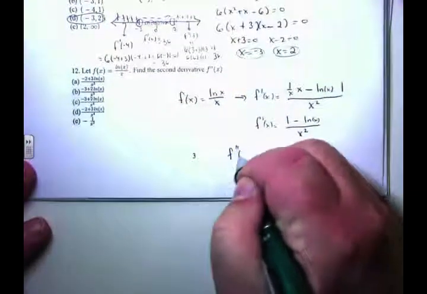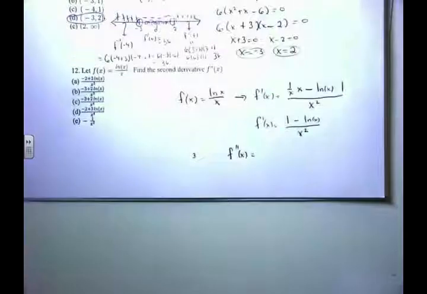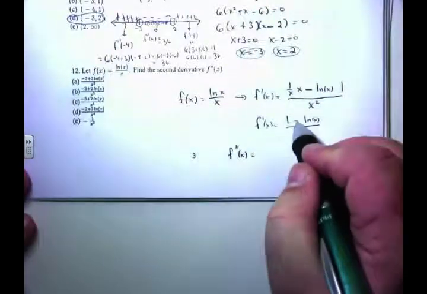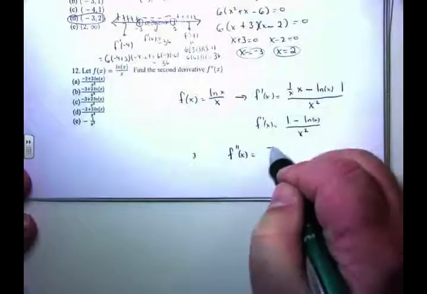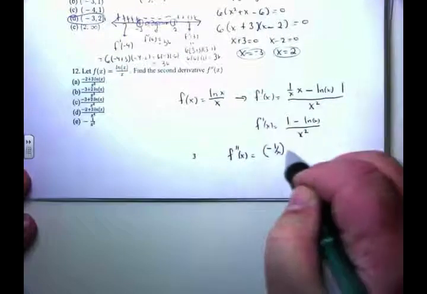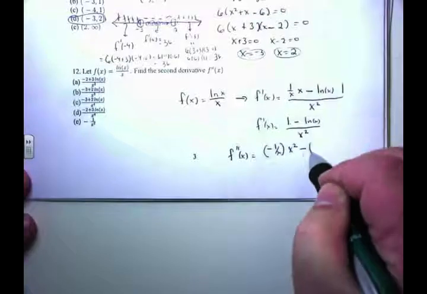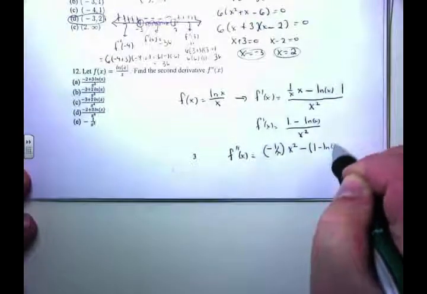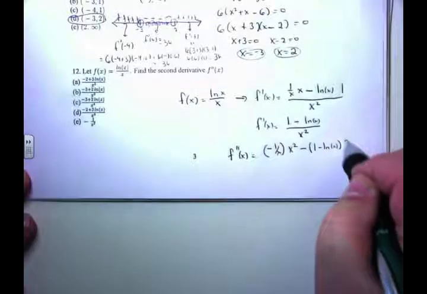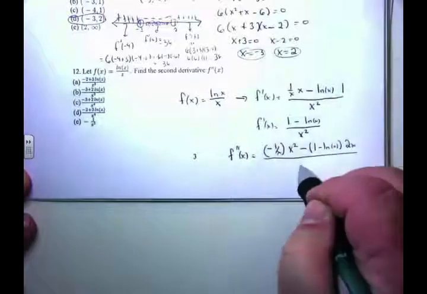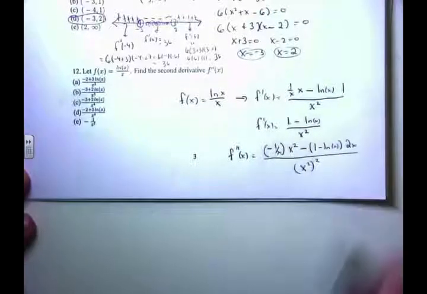Now I'm after the second derivative, the derivative of the first derivative. My first derivative, after I clean it up, is 1 minus natural log of x over x squared. What rule would you use to get rid of this? Quotient rule again. Derivative of the top times the bottom minus top times the derivative of the bottom, all over the bottom squared. Derivative of the 1 is 0. Derivative of the minus natural log of x is going to be minus 1 over x. Derivative of the top times the bottom, x squared, minus the top, 1 minus the natural log of x, times the derivative of the bottom, the derivative of x squared is 2x, all over the bottom squared.